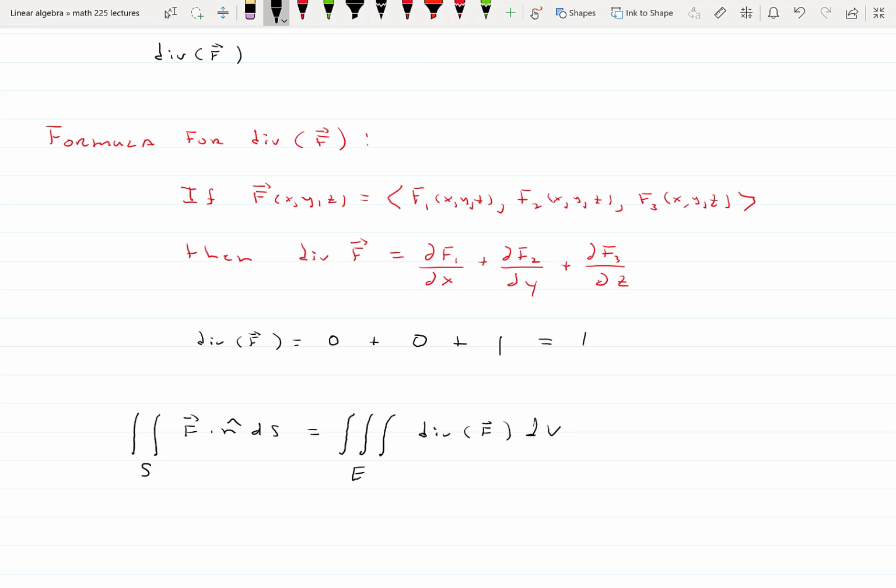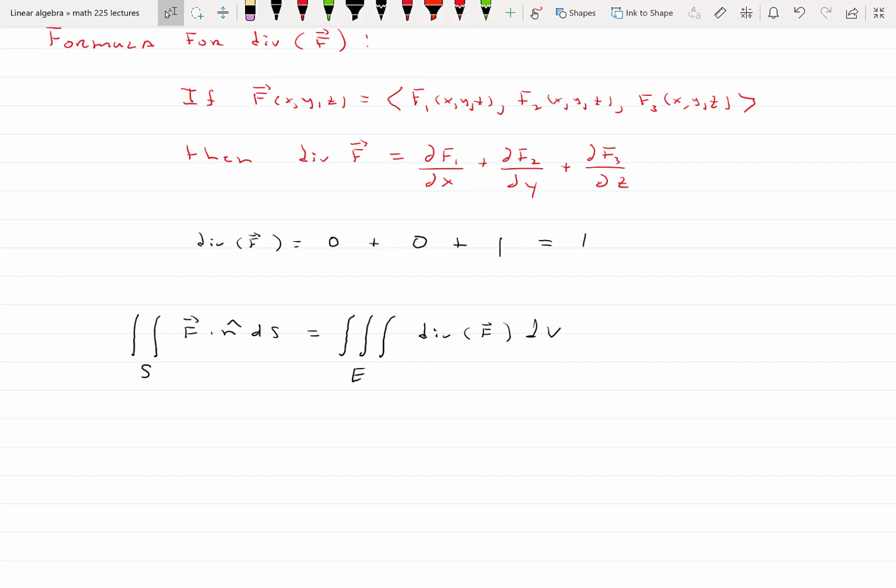Okay, so the surface integral, the flux integral that we computed, is now being replaced with the triple integral over the inside of that parabolic solid, if you will, of the divergence of F dV. The divergence in this case is 1. So we're now just looking at the triple integral of 1 dV.